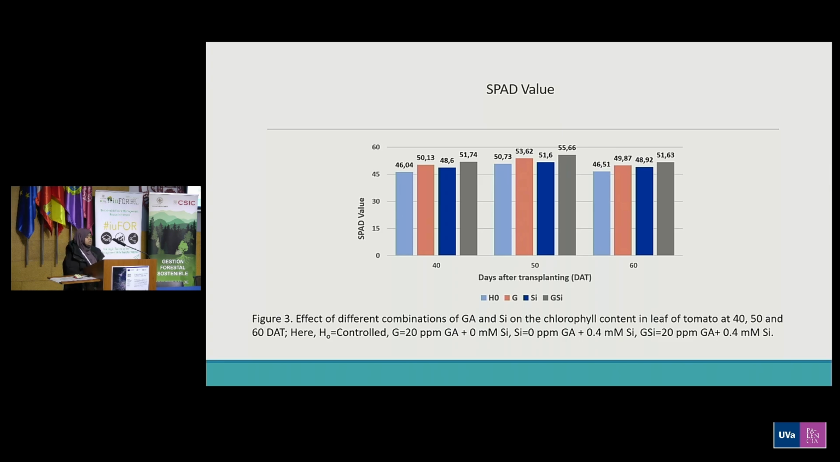I have collected SPAD value during 3 phases, that's 40 days after transplantation, 50 days after transplantation, and 60 days after transplantation. I'd like to focus on 50 days after transplantation, as during that period I got the highest SPAD value. And although silicon increased the SPAD value, gibberellic acid increased the SPAD value more, and SPAD value was highest in case of combined application of gibberellic acid and silicon.